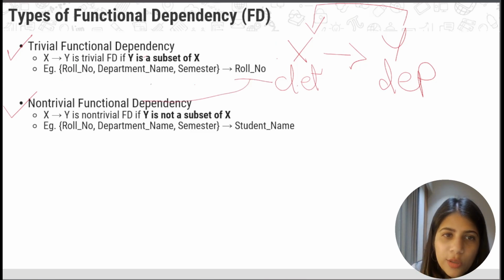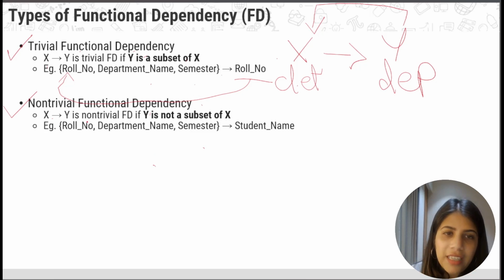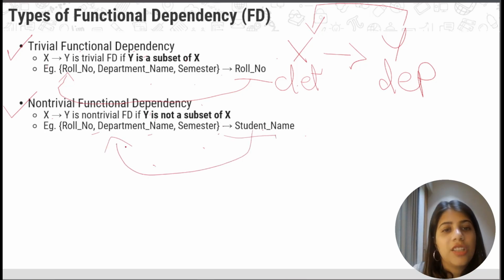Now, roll number is also included in this set of X. So, this is a trivial functional dependency. Now, non-trivial functional dependency is exactly the opposite. Y is not a subset of X. Roll number, department name, semester determines the student name, but student name is not there in the set of X. So, that is a non-trivial functional dependency.